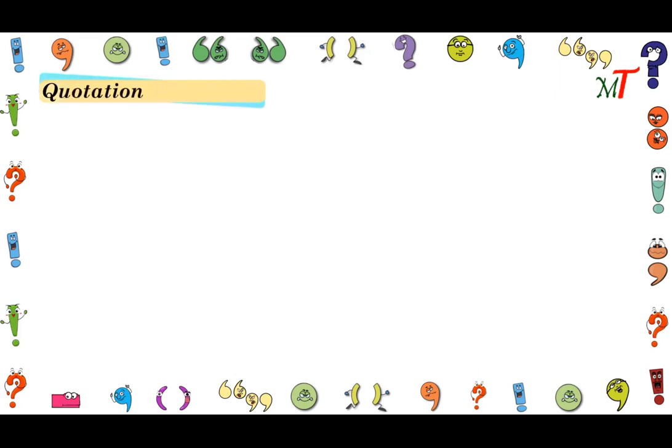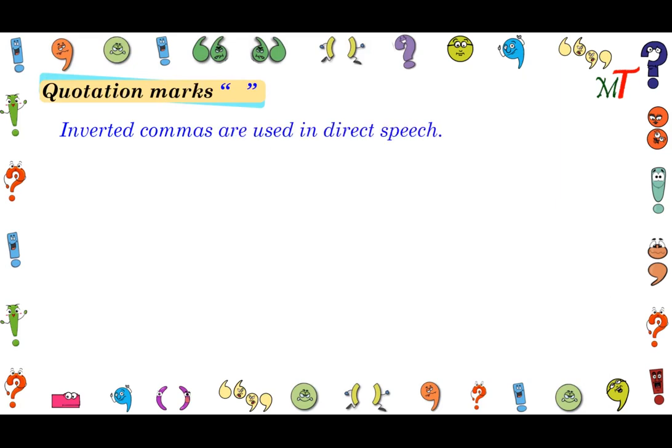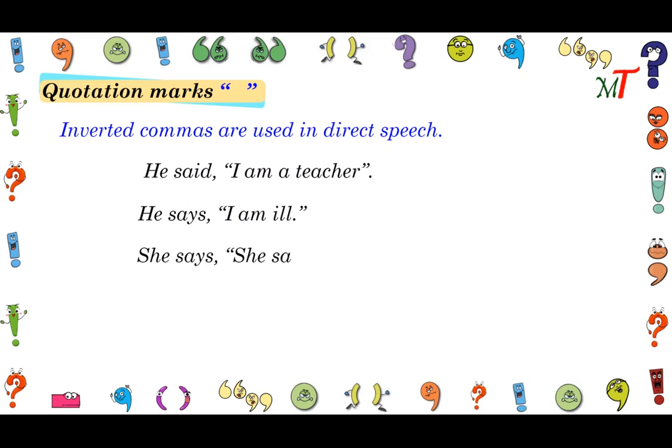Next, quotation marks. Quotation marks or inverted commas are used in direct speech. For example, he said, "I'm a teacher." Next one, he says, "I'm in." One more example, she says, "She sang a song." In these sentences, we use quotation marks where the direct speech words or phrases are given.